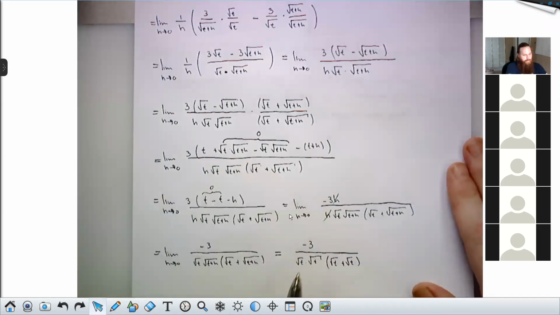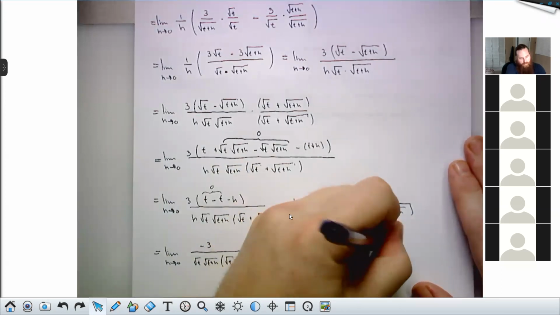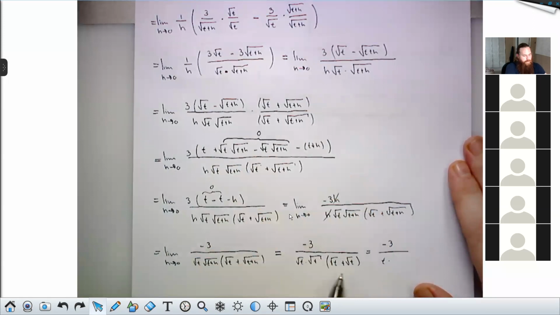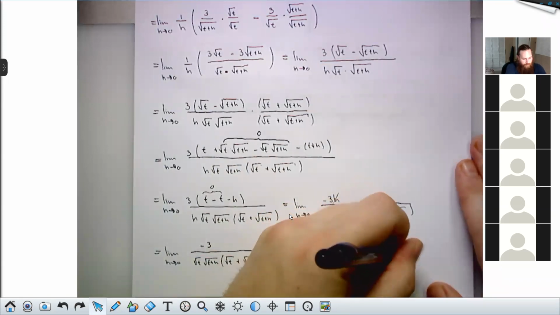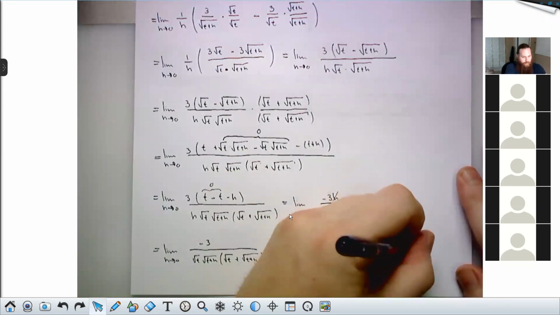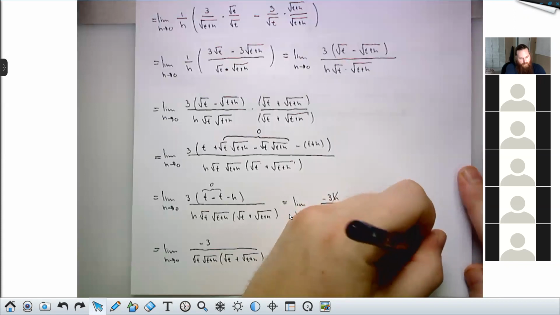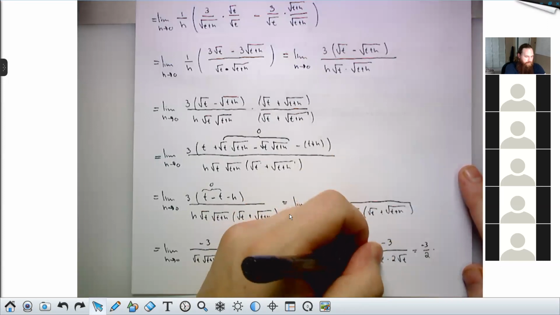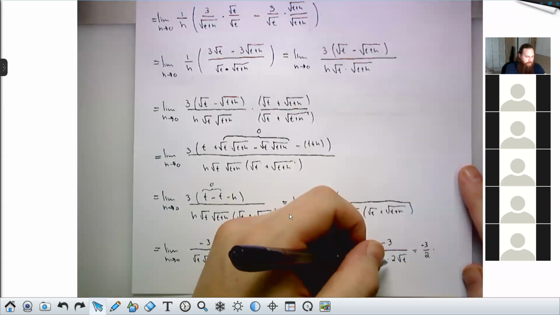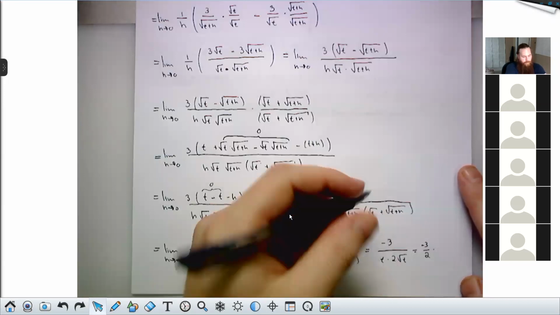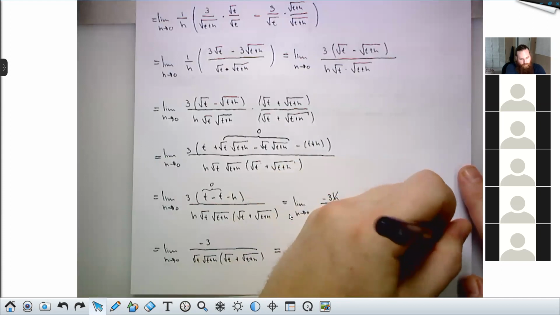So what is that? Downstairs here, this is root t times root t, that's t. So this is -3 over t times, and this is root t plus root t, 2 square roots of t. Or if you really want, you could write it as -3/2 times 1 over t. Well, let's see, this is t to the 1, this is t to the 1/2. So that's going to be t to the 1 plus 1/2 downstairs is t to the 3/2 downstairs. This is t to the -3/2.